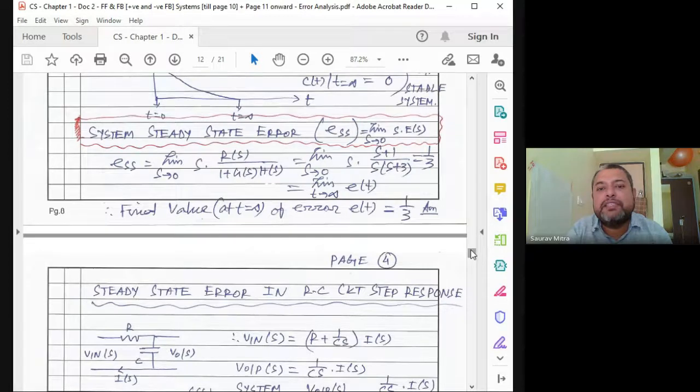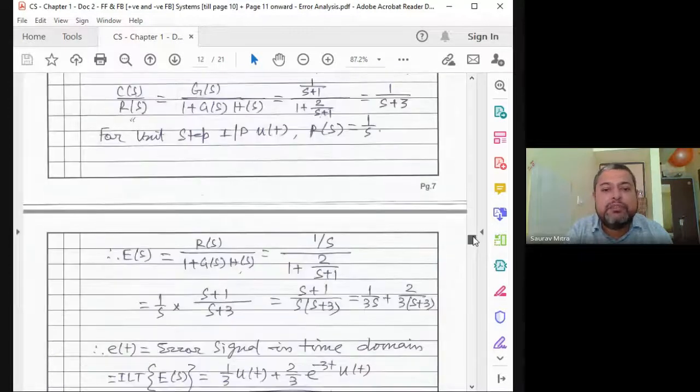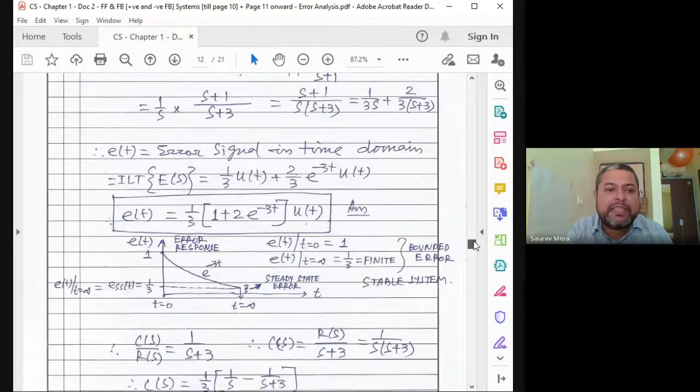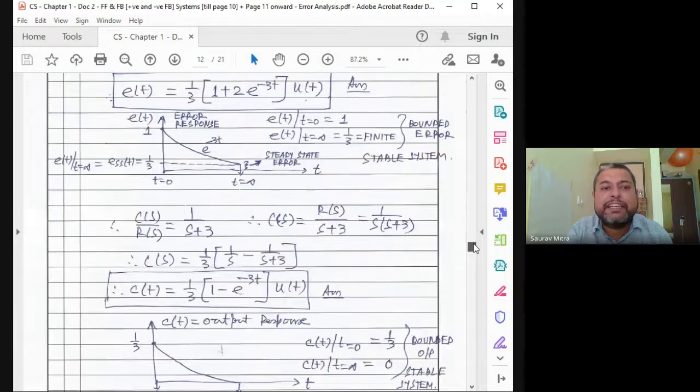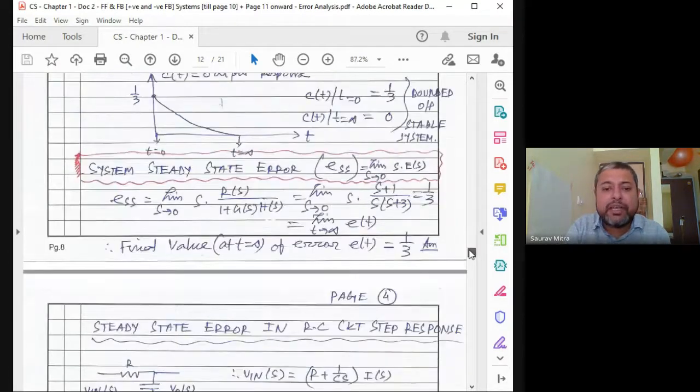We have found ESS by 3 different methods. First, we have found by a straight-cut method: find E(s), take the inverse Laplace, get e(t), substitute t tends to infinity, and find steady state error is equal to 1/3. Steady state error is found in time domain, not in s domain. We are finding the steady state error in time domain with the help of E(s) in the Laplace domain. This is the greatness of this system. So we know E(s) and we are finding e(t) at t equal to infinity. That is called steady state error.